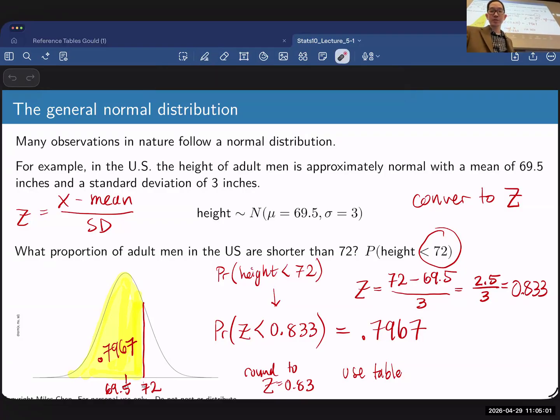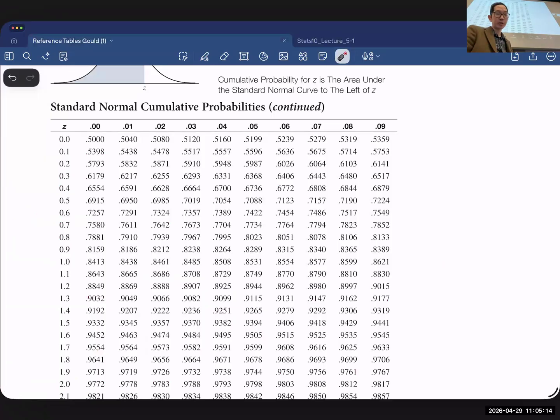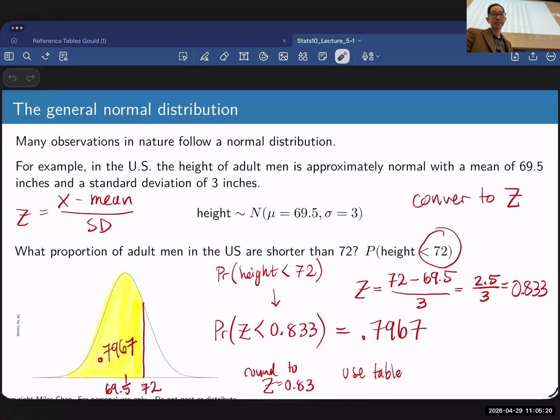And so we use the z-score calculation. We get 2.5 over 3, 0.83. That's our z-score. And then to get that value, we go to the table. We look up 0.8, the column 0.03, and we get this number 0.7967. And that's the value here.